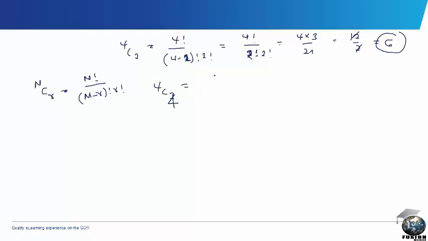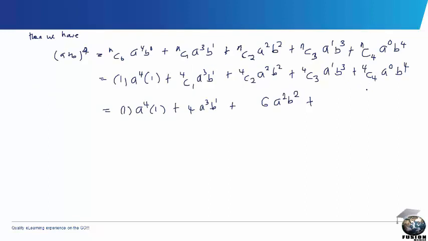we have 4 factorial all over 4 minus 4 factorial, all over 4 factorial. Alright, this gives us 4 factorial all over 0 factorial, all over 4 factorial, and this takes care of this, and it's equal to 1. Alright, 4 combination 4 is equal to 1, a not b raised to the power 4.